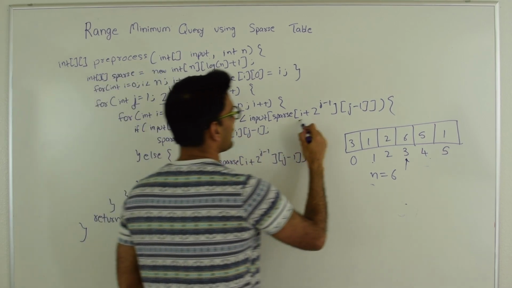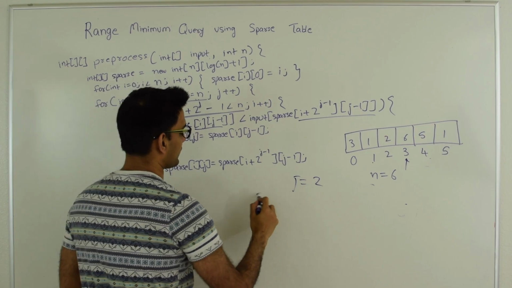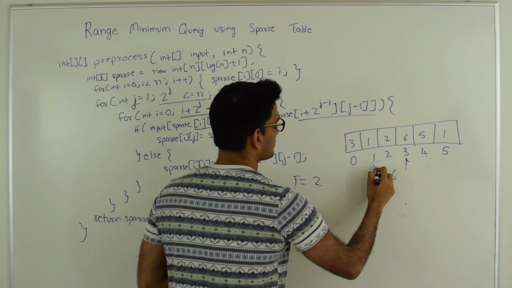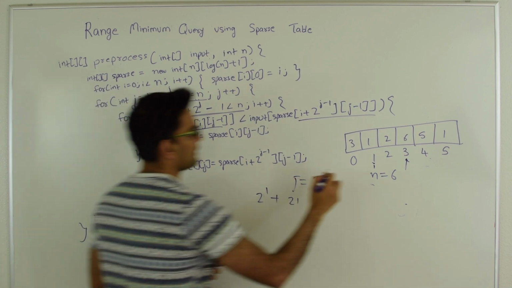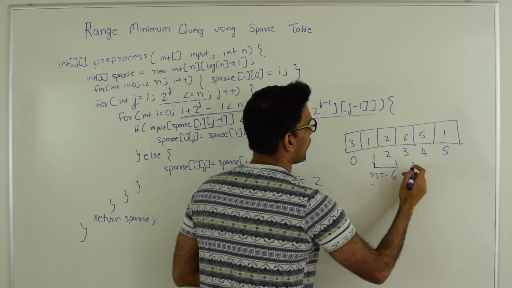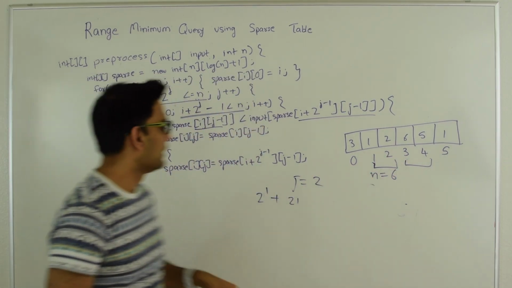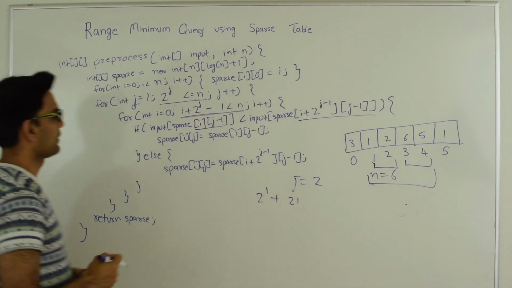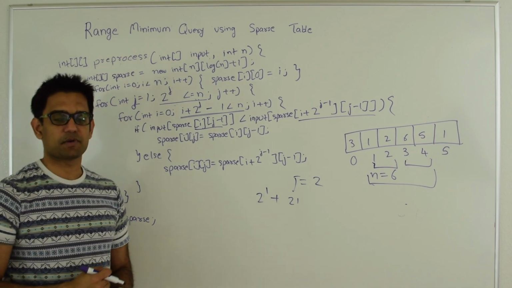Again, what are these values? If j is 2, then this can be split into 2 raised to 1 plus 2 raised to 1. So if our i was say 1 and j was 2, then what we are doing is checking who is the minimum among these two, and whichever index is the minimum, that index becomes sparse ij, which is the minimum of these four elements. And then we do this for loop, and then we just return sparse. So hopefully this helps you understand how preprocessing is working.